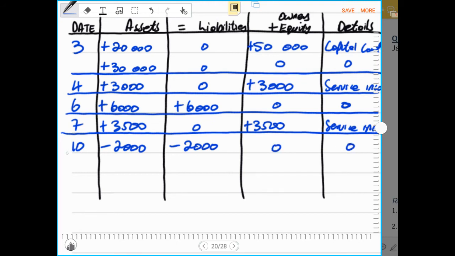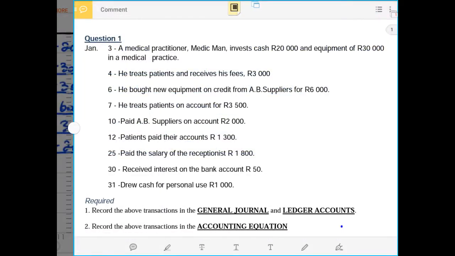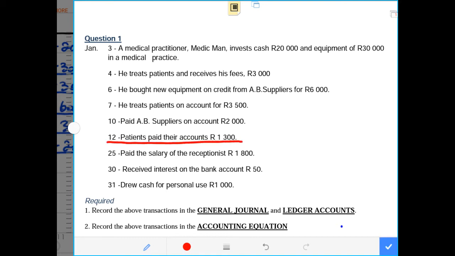Now we go to the next date, which is the 12th of the month of January. It says patients paid their account 1,300 rands. So now the patient paid, that means the patient paid us, or the patient paid the medical practitioner. And if the patient has paid that, it means the bank of the medical practitioner's business will increase.